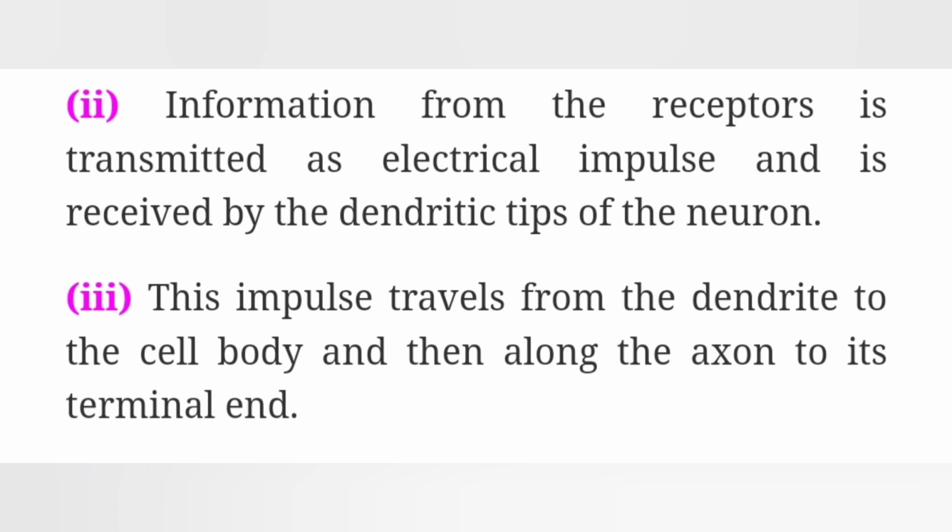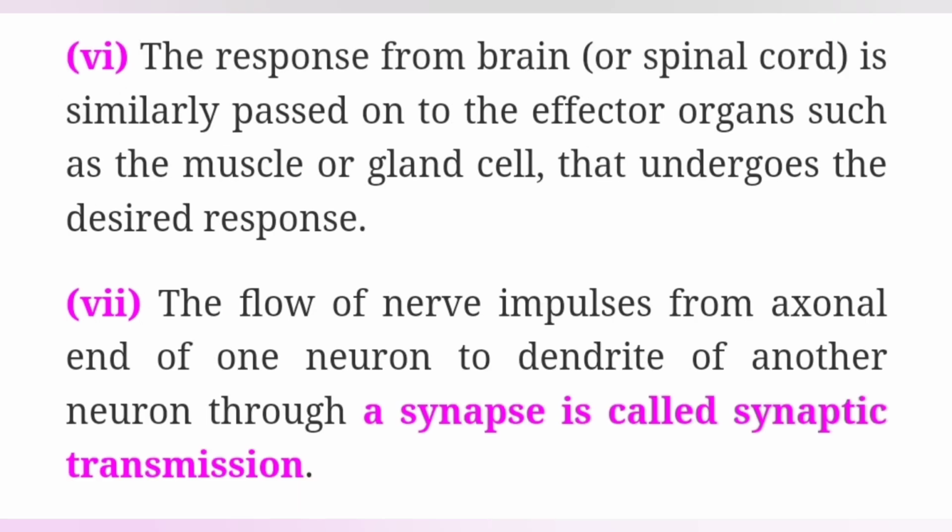Third point, this impulse travels from the dendrite to the cell body and then along the axon to its terminal end. Sixth point, the response from the brain or spinal cord is similarly passed on to the effector organ such as the muscle or gland cell that undergoes the desired response. Then seventh point, the flow of nerve impulse from axonal end of one neuron to dendrite of another neuron through a synapse is called synaptic transmission.